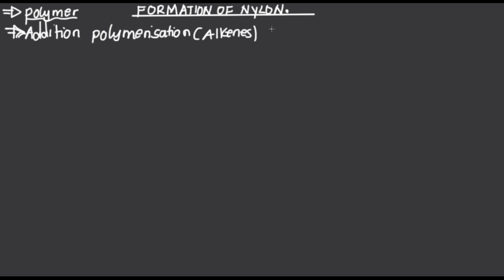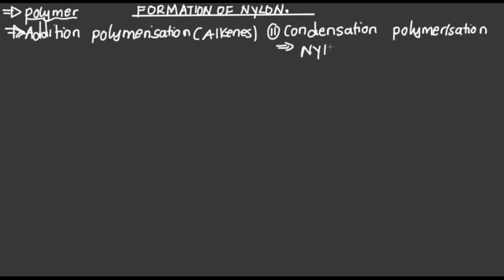Then the second one is condensation polymerization. The difference between the two is that under condensation polymerization, water is also formed, while for addition polymerization, no water molecule is formed. Now, between the two types, which one is associated with the formation of nylon? Nylon is an example of a condensation polymer. So that is what you need to know.